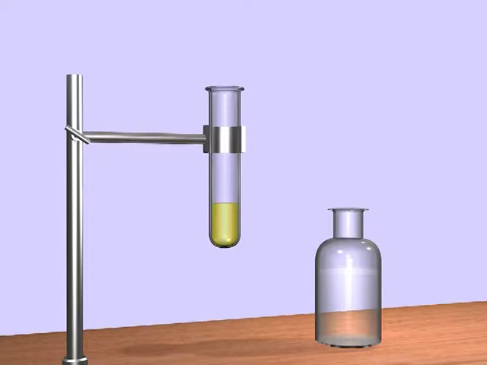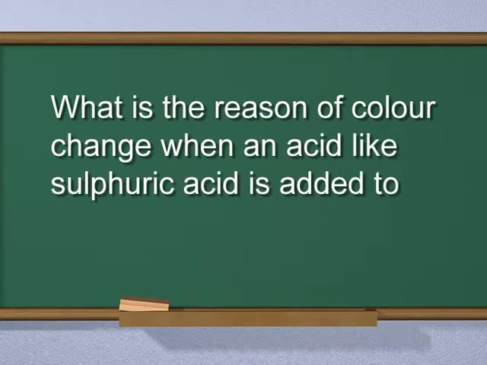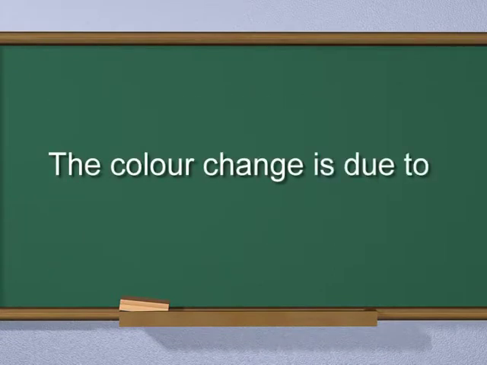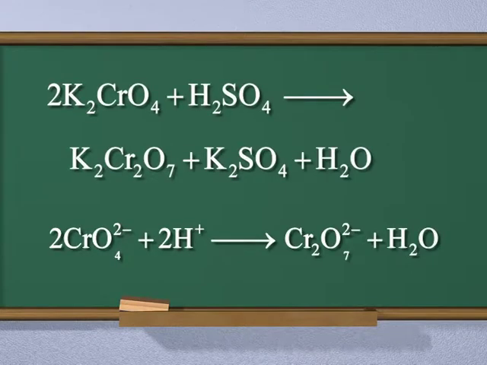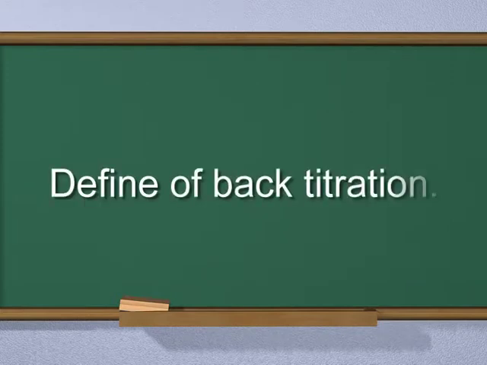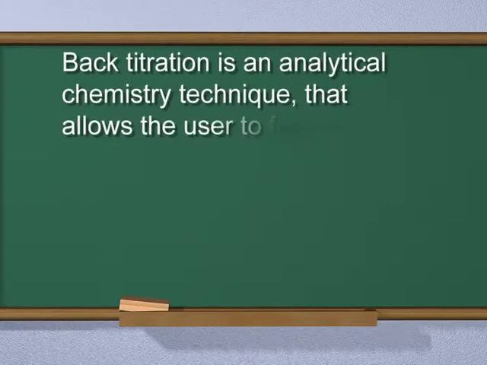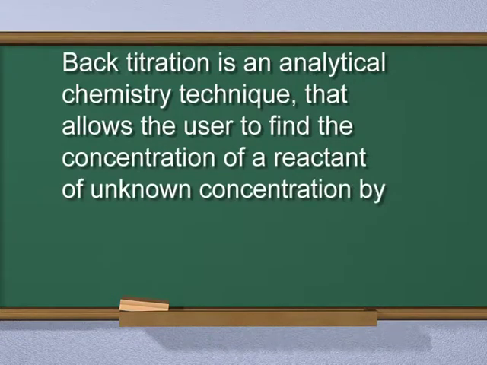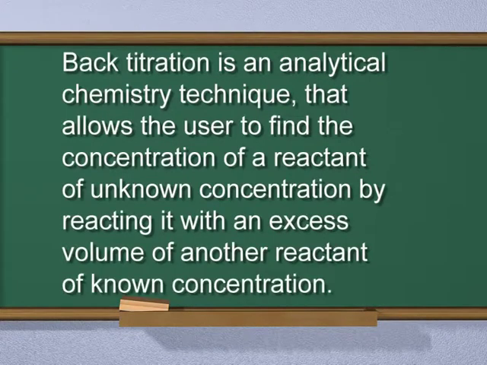Next question is, what is the reason of color change when an acid like sulfuric acid is added to potassium dichromate solution? The answer is, the color change is due to formation of dichromate ions. Next question is, define back titration. The answer is, back titration is an analytical chemistry technique that allows the user to find the concentration of a reactant of unknown concentration by reacting it with an excess volume of another reactant of known concentration.